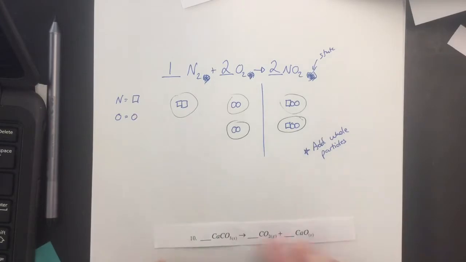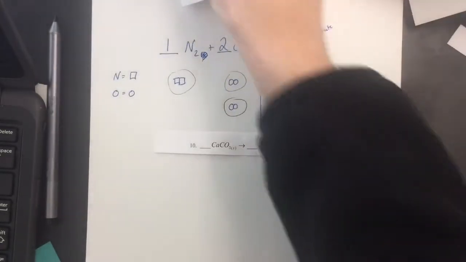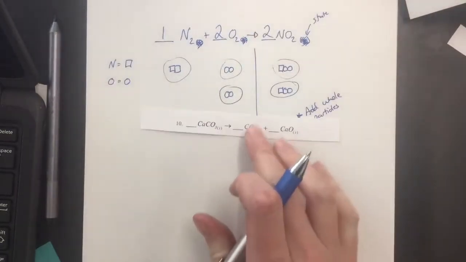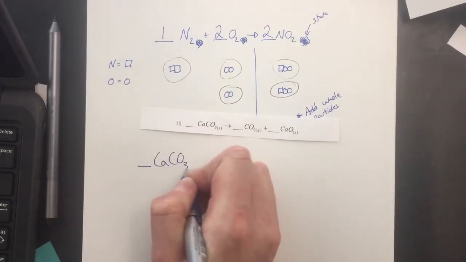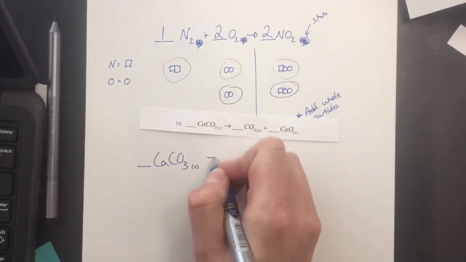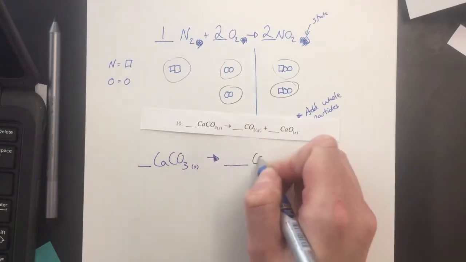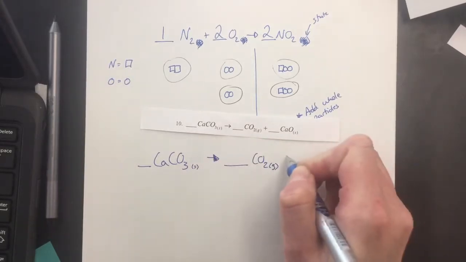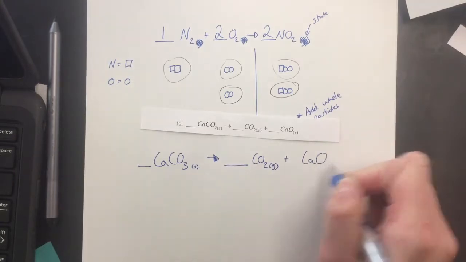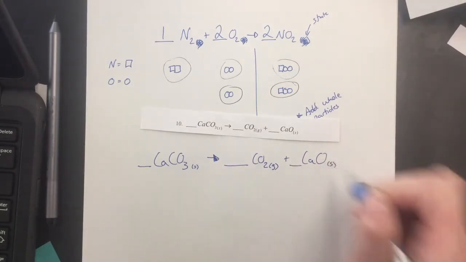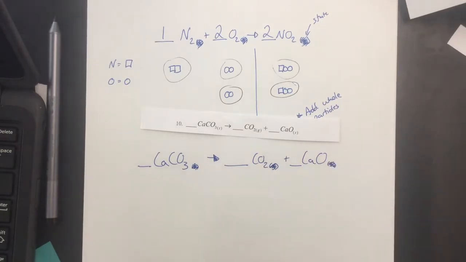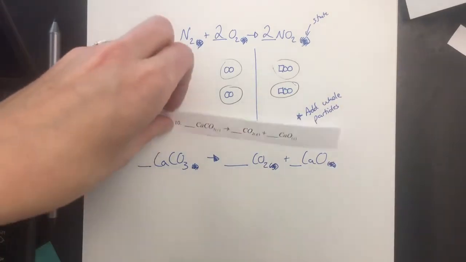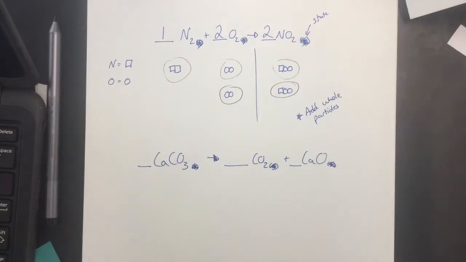Let's do this one. I'll be honest, I have no idea how hard this one is. I just randomly selected it, so we'll see how it goes. All right, so we got CaCO3, and it says it's a solid, and that turns into CO2, a gas, and CaO, a solid. Okay, so remember, we don't really care about these states. They don't help us balance or not, so we can get rid of those.